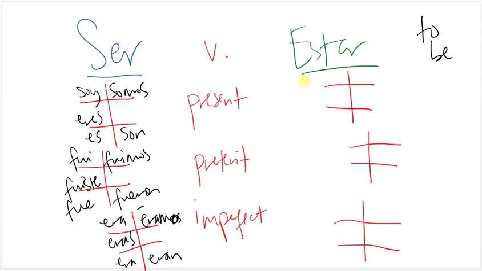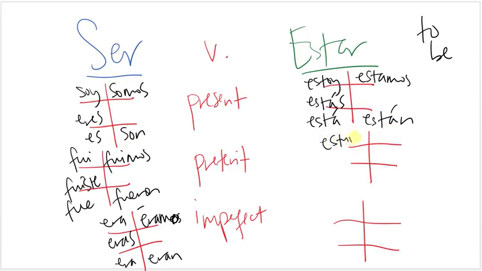Okay, for estar in the present tense: estoy, estás con acento, él, ella, usted está con acento, nosotros estamos, ellos, ellas, ustedes están con acento. These accents are super important because they can mean other things if you don't have the accent, so make sure that you include these. Okay, for the preterite, it is irregular. Yo estuve, tú estuviste, él, ella, usted estuvo, nosotros estuvimos, ellos, ellas, ustedes estuvieron.